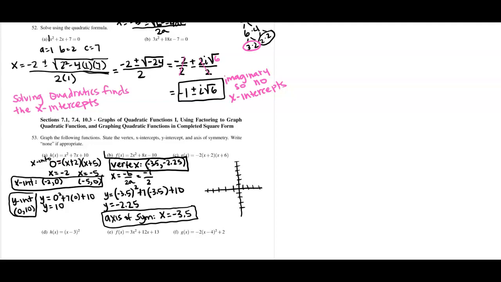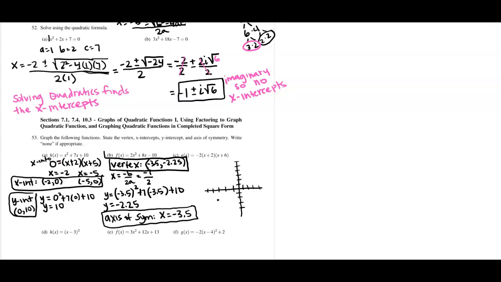All right, so let's see, I'm going to start with my vertex, so negative 3, so to the left 3.5 and down 2.25, right? And this is just going to be kind of a rough sketch. I'm just kind of guessing where these are at.